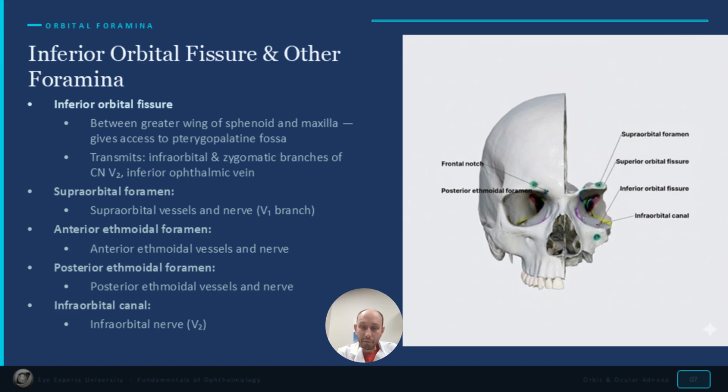So the supraorbital foramina is located in the frontal bone above the orbit. That's where our supraorbital nerve and blood vessel come out. Then we have the ethmoidal foramina that we've talked about before. It's deeper in the socket, and it contains the ethmoidal blood vessels and some nerves. And the infraorbital canal is right there below the orbital rim. You can actually feel it when you palpate your cheek. That's where your infraorbital nerve comes out.